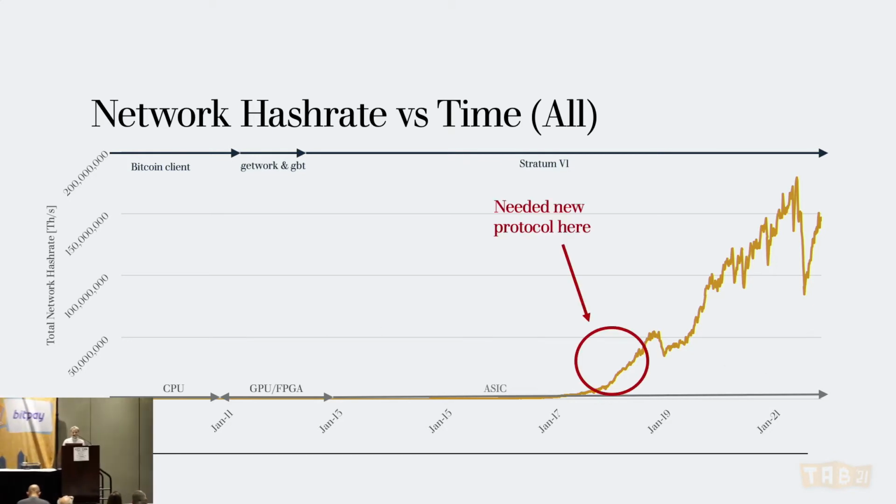In fact, I would like to argue that based on the network hash rate alone, a new mining protocol is several years past due. I think we should have gotten one around 2017 when the hash rate started to really spike. And this is actually when Matt Corallo released his Better Hash BIP draft, which was a new mining protocol that was later absorbed into Stratum V2.